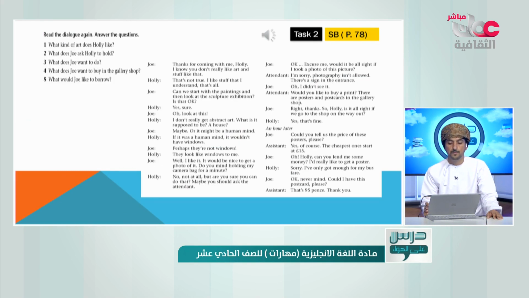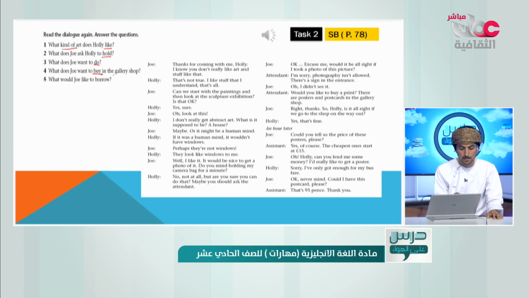Let us move to task number 2. Same page number 78. Read the dialogue again. Answer the question. We're going to answer these 5 questions from the dialogue. Now, let us read the question together. Number 1, what kind of art does Holly like? Number 2, what does Joe ask Holly to hold? Number 3, what does Joe want to do? Number 4, what does Joe want to buy in the gallery shop?